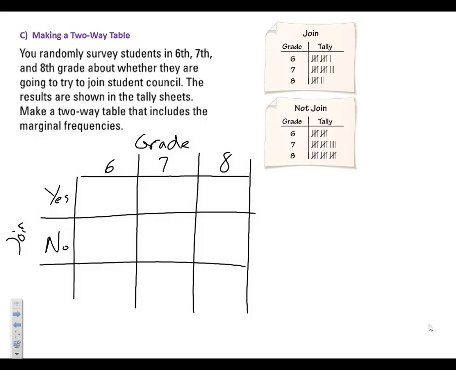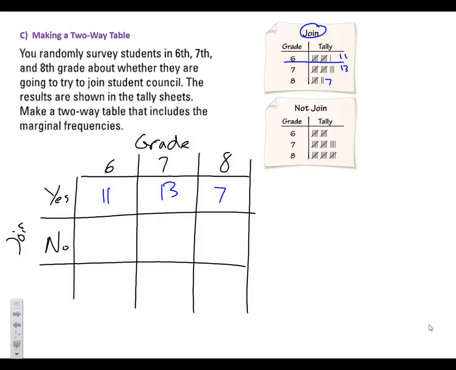So the first thing we're looking at is, yes, we're going to join with grade 6. And I can count my tallies. There's 11 tallies there. So grade 6, yes, they're going to join. I have to look for that intersection between those two. 7th graders, when I count that up, 5, 10, 13 are going to try to join. And 8th grade, I see that when we count that up, I have 5, 6, 7. 7 8th graders surveyed are going to try to join.